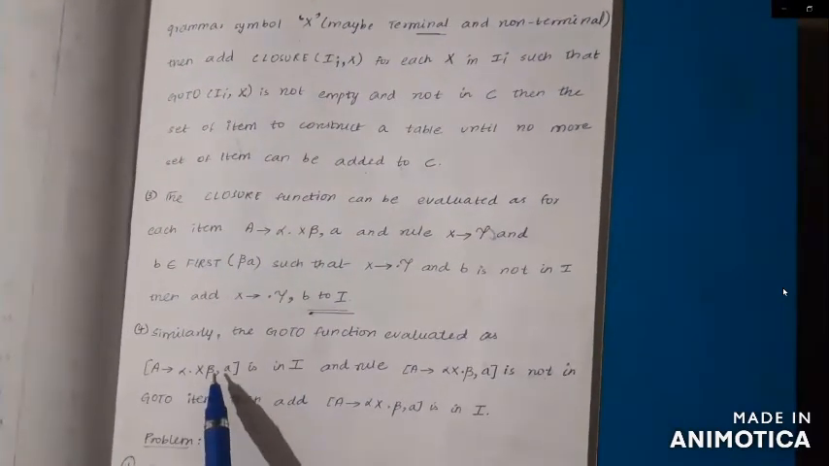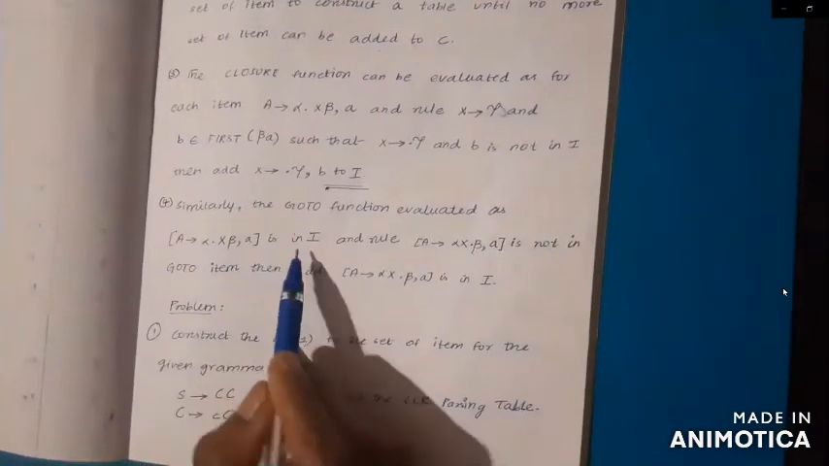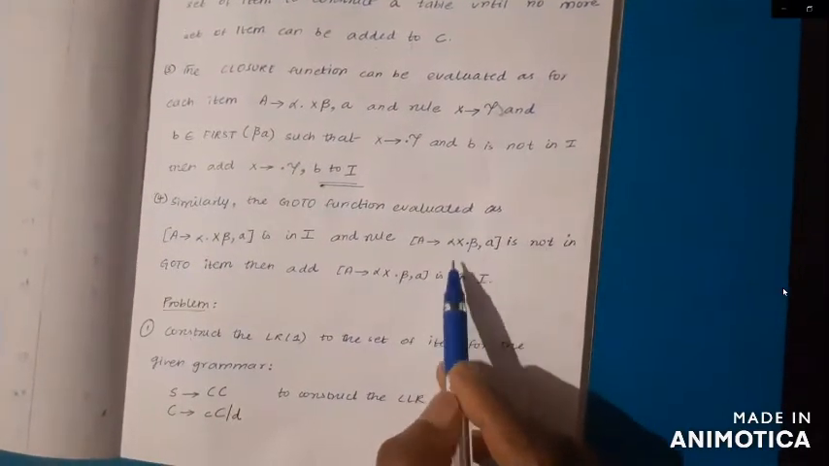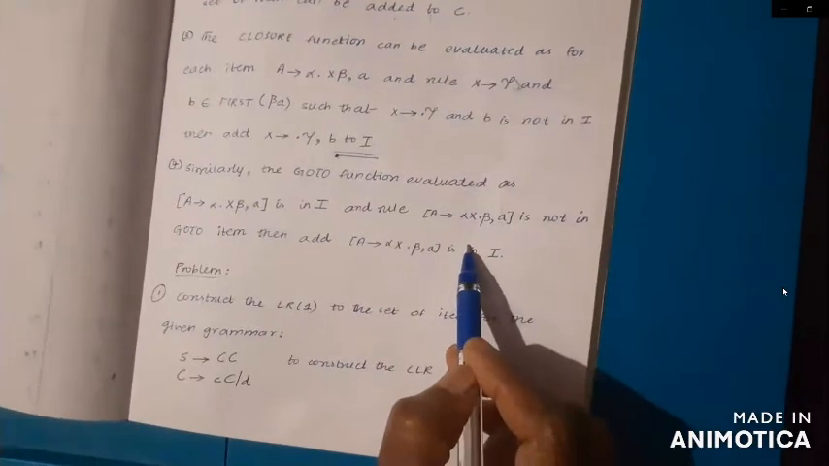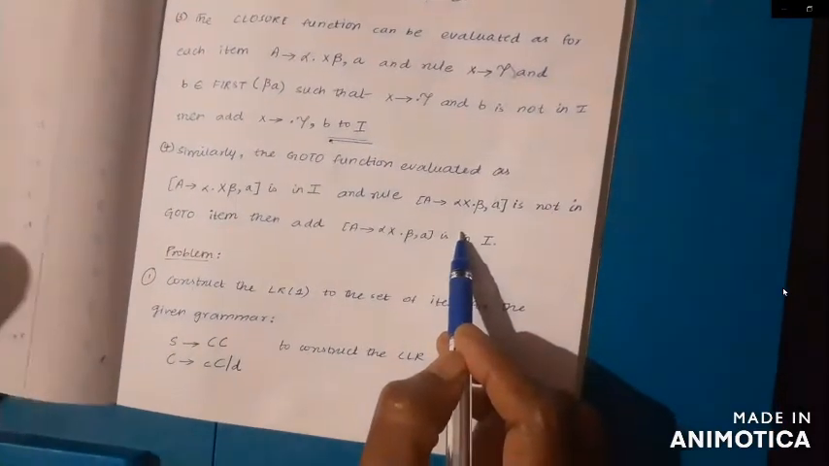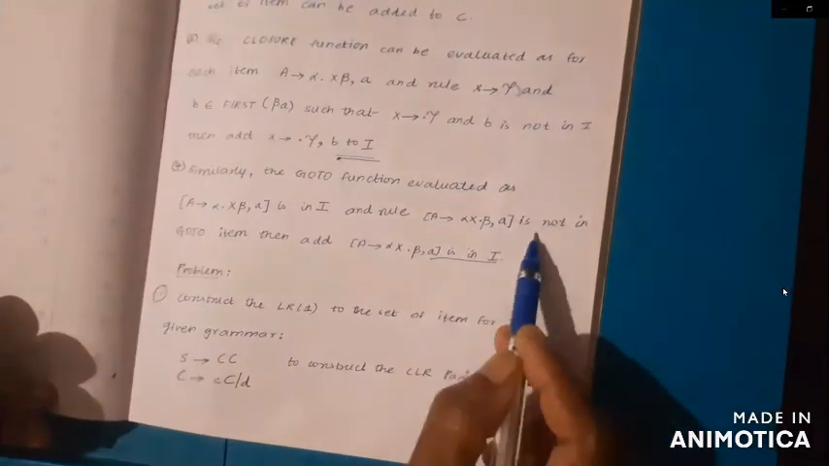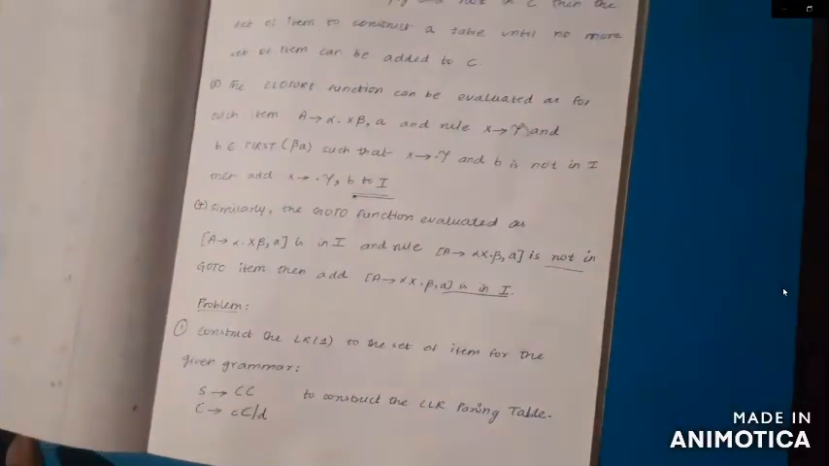Similarly, the goto function is evaluated as: A tends to alpha dot X beta, comma a, is in I, then goto gives A tends to alpha X dot beta, comma a. You do the same thing as in the SLR parsing table construction, but for the CLR parsing table, along with the items you have to add the look ahead symbol. So this is the procedure you have to follow for the given problem.